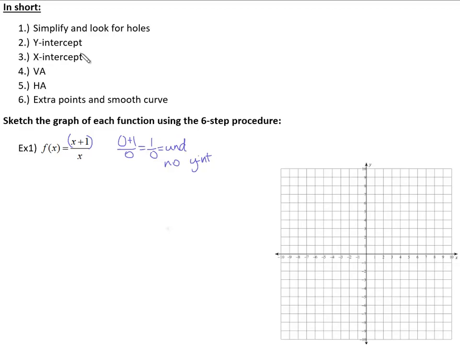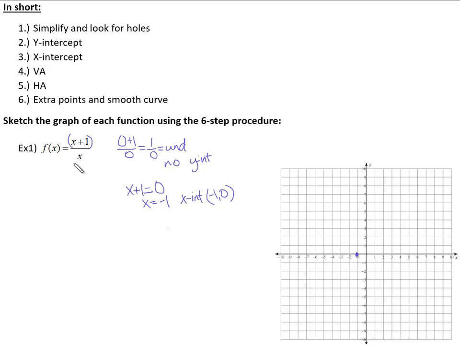Okay, for the x-intercept, I plug in 0 for y. I want to know when the numerator equals 0. So when does x plus 1 equal 0? Subtract 1 over, and that's when x is -1. So my x-intercept is -1, 0. We can plot that on my graph. Okay. Next, we're going to look for any vertical asymptotes.